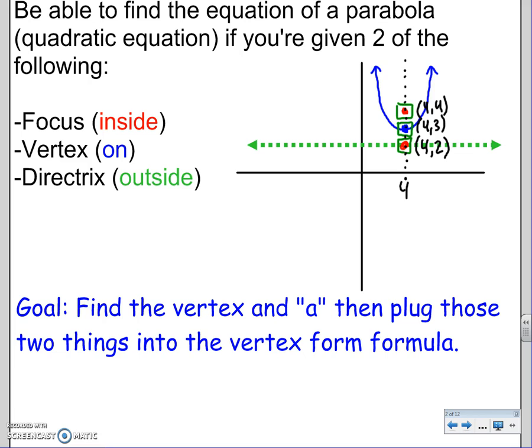Our goal is to find the vertex and a by a special formula and plug those two things into the vertex formula from the previous video. One more thing I didn't say, but any point on the parabola is always equidistant to the focus and directrix. So what I mean is this. From, I'll say this one right here, from there to there, from the parabola straight to the focus, should be the same distance from the parabola straight to the directrix.